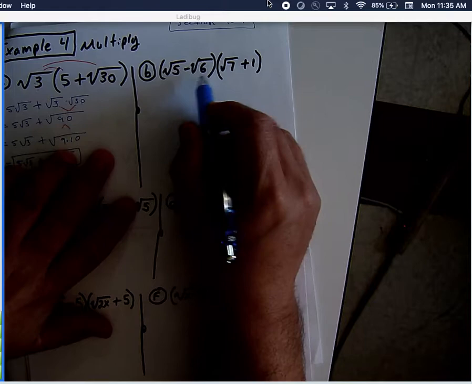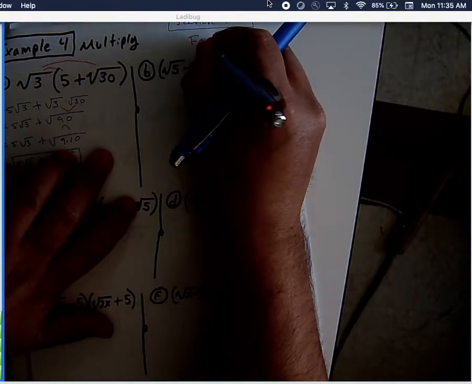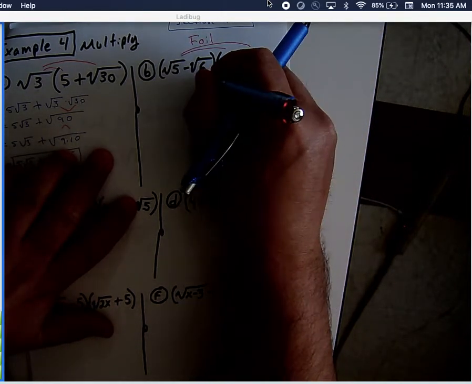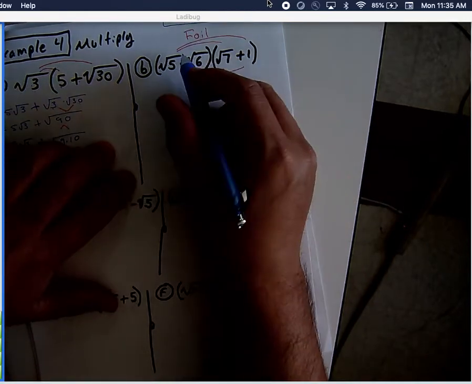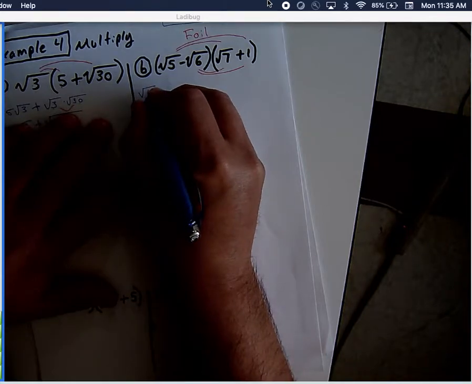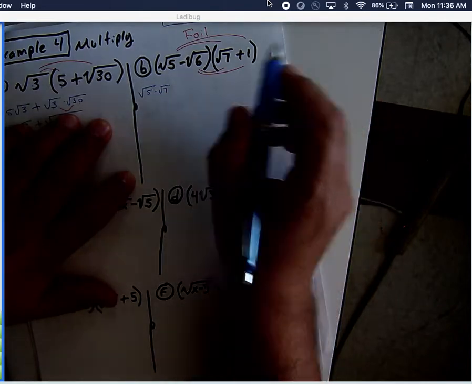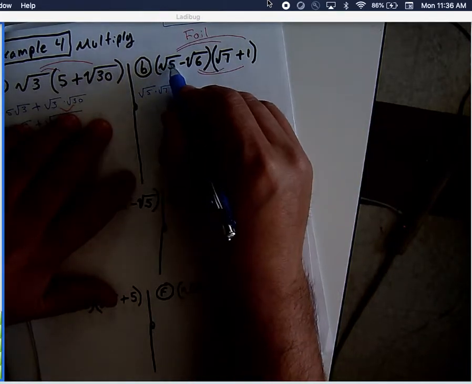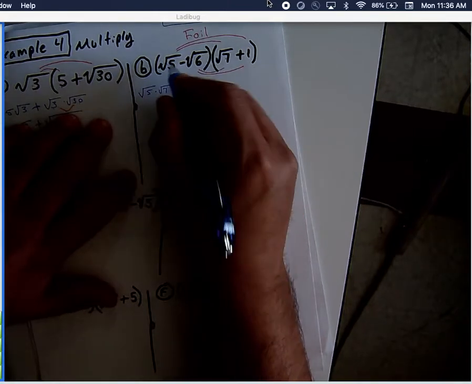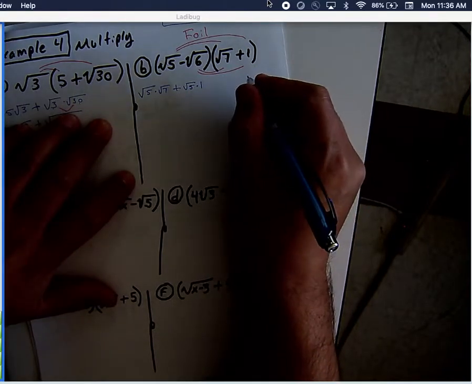So now you have two binomials, so you can do the FOIL with radicals, where you do this and then you do this. So it's square root of 5 times square root of 7. We did this times that, and then this times that. So plus, you're going to have a plus sign, square root of 5 times 1. Okay, so we're done with that number.